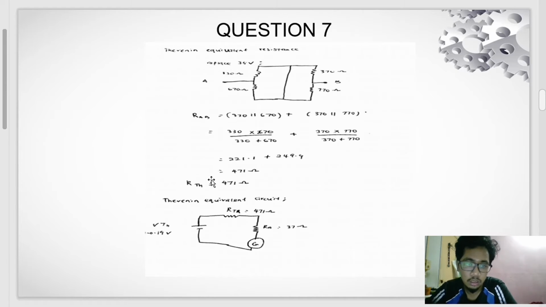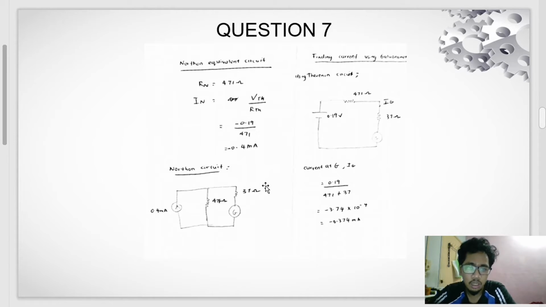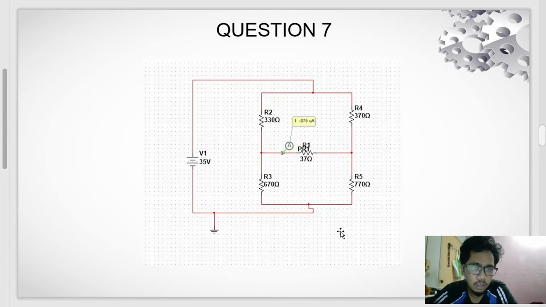So this is the R Thevenin, which I can conclude is 471 ohm, and the resistance in the equilibrium circuit is the same, but the current is negative 0.4 milliampere. So the current at the galvanometer is negative 0.374 microampere.